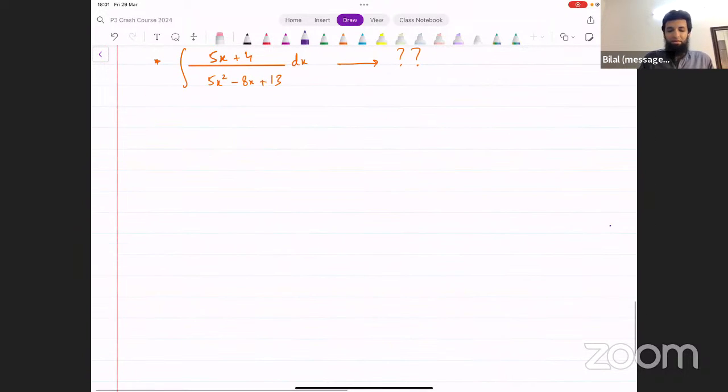Okay. Let's take another example. Let's say you have something like this. You have 2 over x squared plus 9. Let's say you wanted to integrate this thing with respect to x. How do you do that? Can this be done? 2 over x squared plus 9. How do you integrate this?